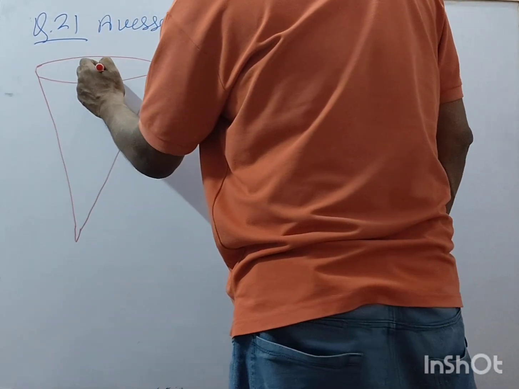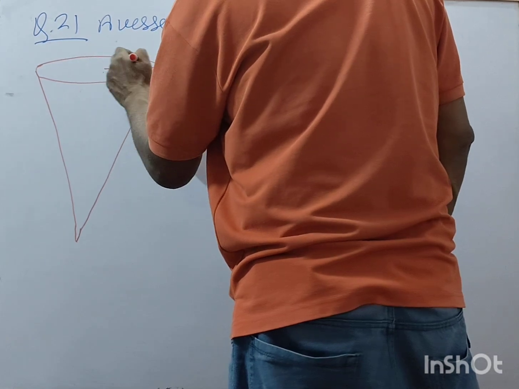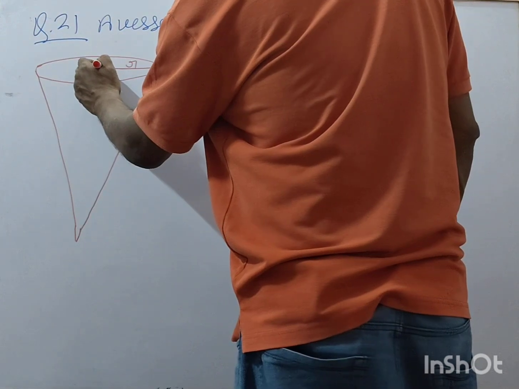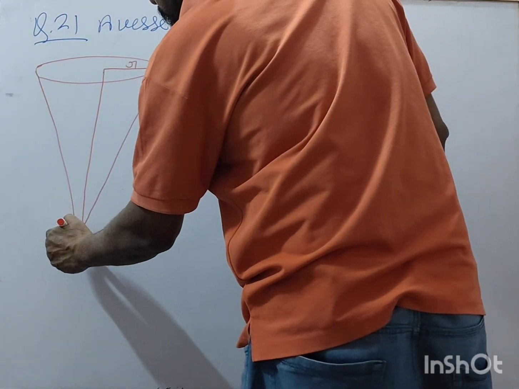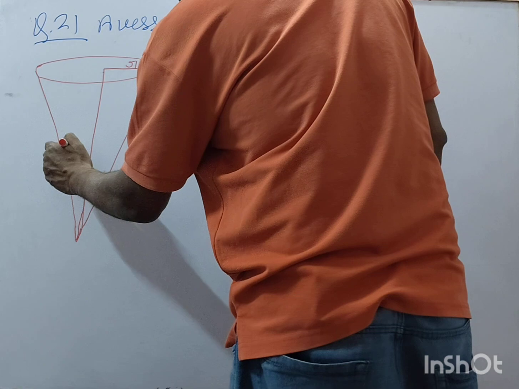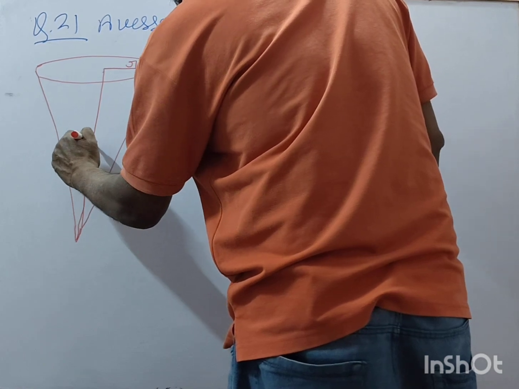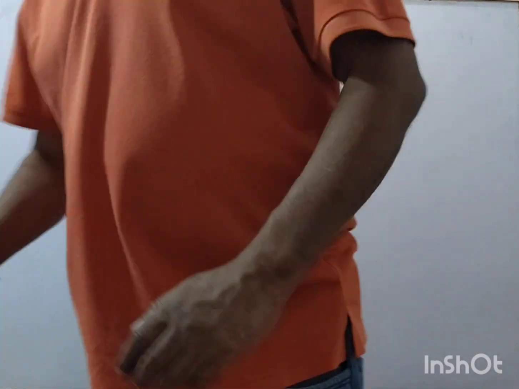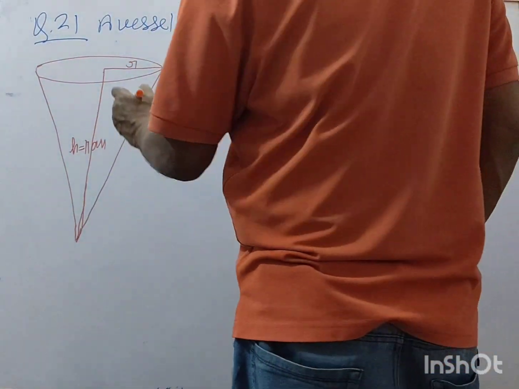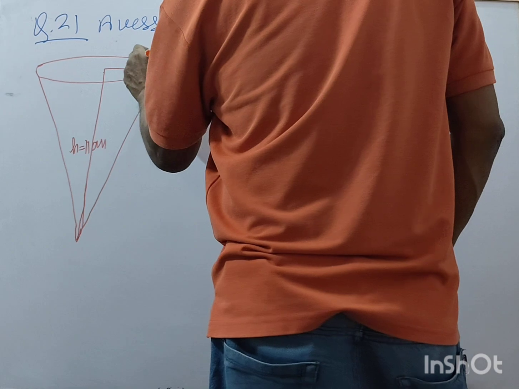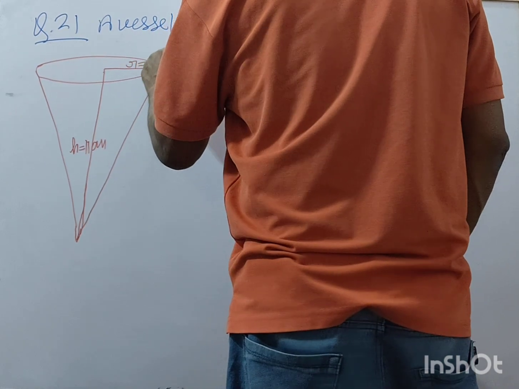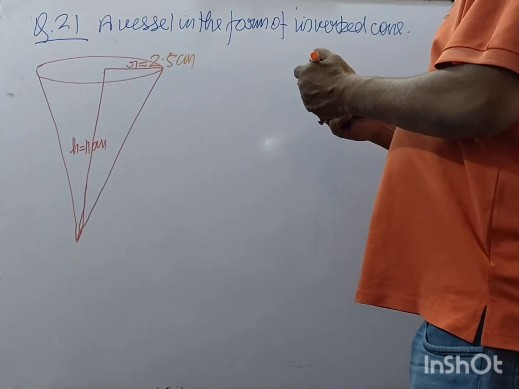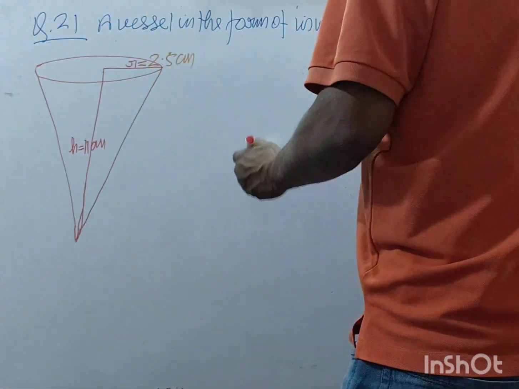This is a vessel with radius r. Its height is 11 centimeter. The radius of its top, which is open, is 2.5 centimeter. It is filled with water up to the brim.